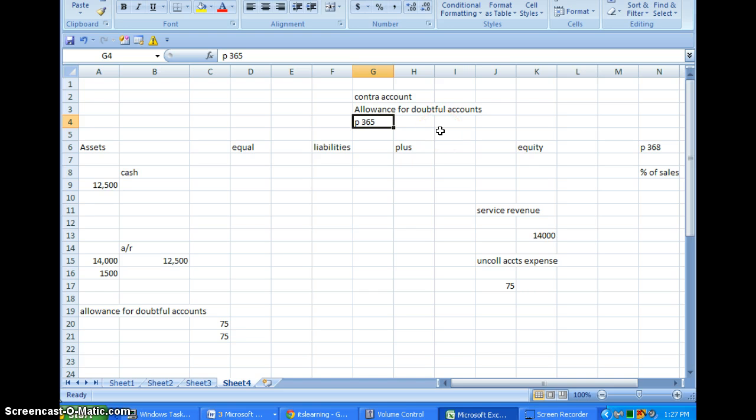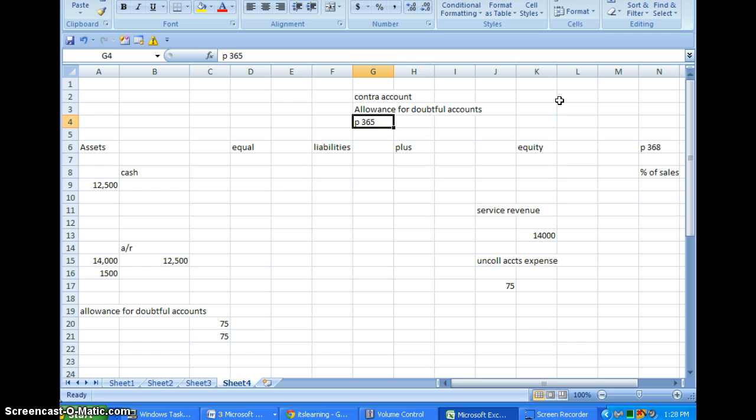So the first thing we want to do is take a look at page 365, the big picture exhibit 7.1. And what you're going to see is a very familiar transaction. And there's three events. ATS earned $14,000 of revenue on account. They collected $12,500 cash from AR, from accounts receivable. And then they adjusted its account to reflect management's estimate that uncollectible accounts would be $75.